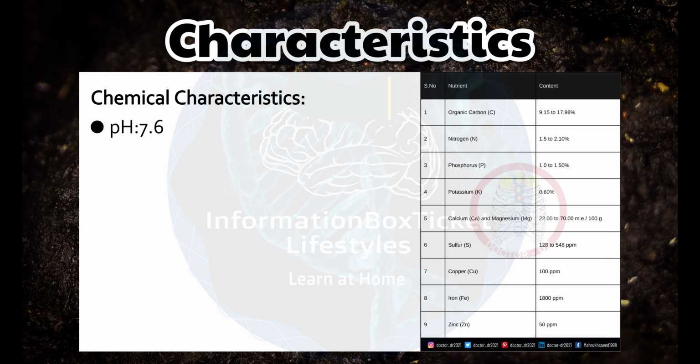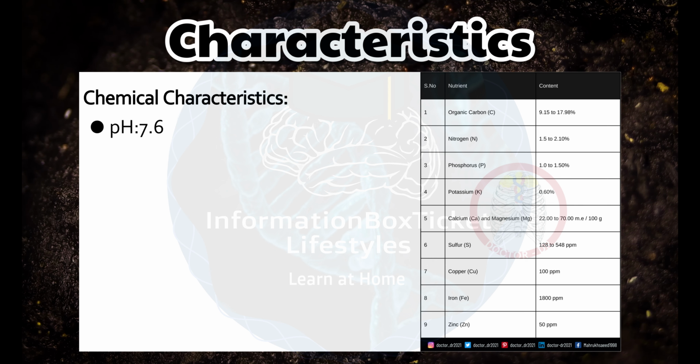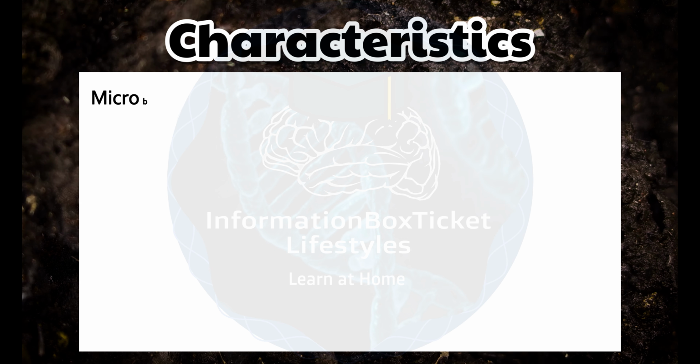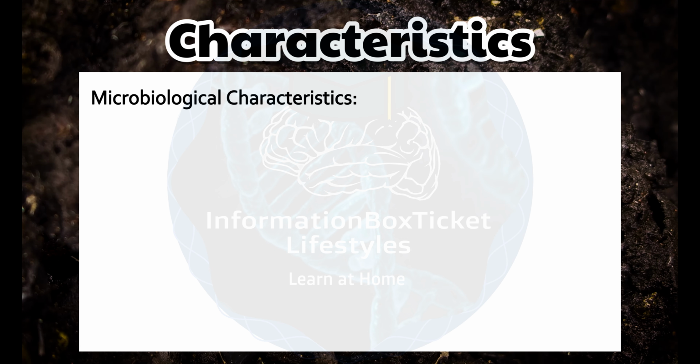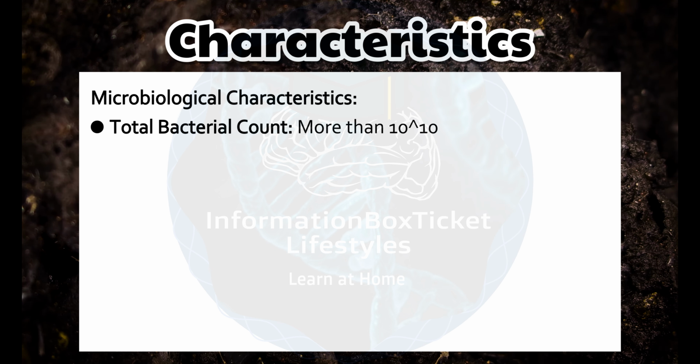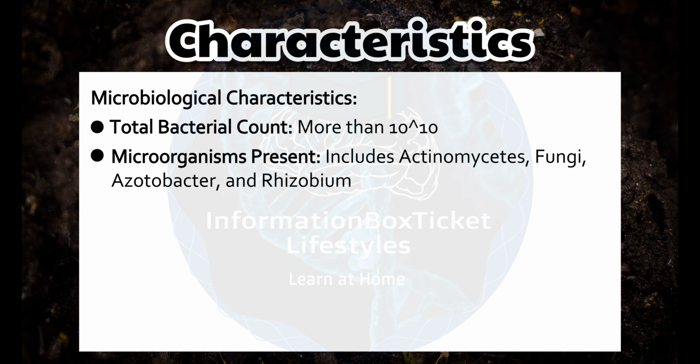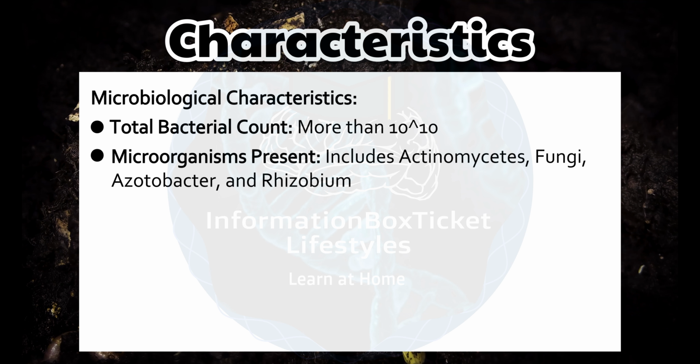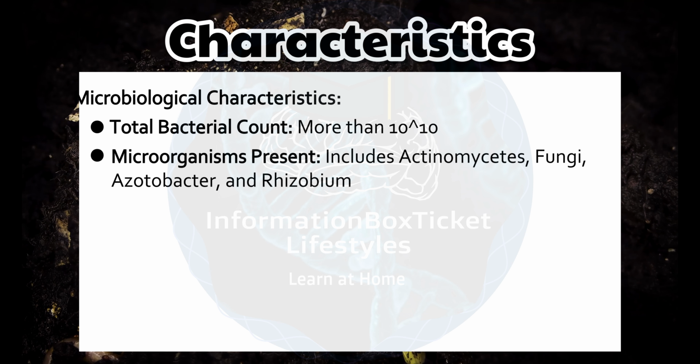Sulfur content is between 128 to 548 parts per million. Copper is found at 100 parts per million. Iron is present at 1,800 parts per million. Zinc is found at 50 parts per million. Microbiological characteristics: total bacterial count: more than 10 to the power of 10 microorganisms. Present: includes actinomycetes, fungi, azotobacter, and rhizobium.